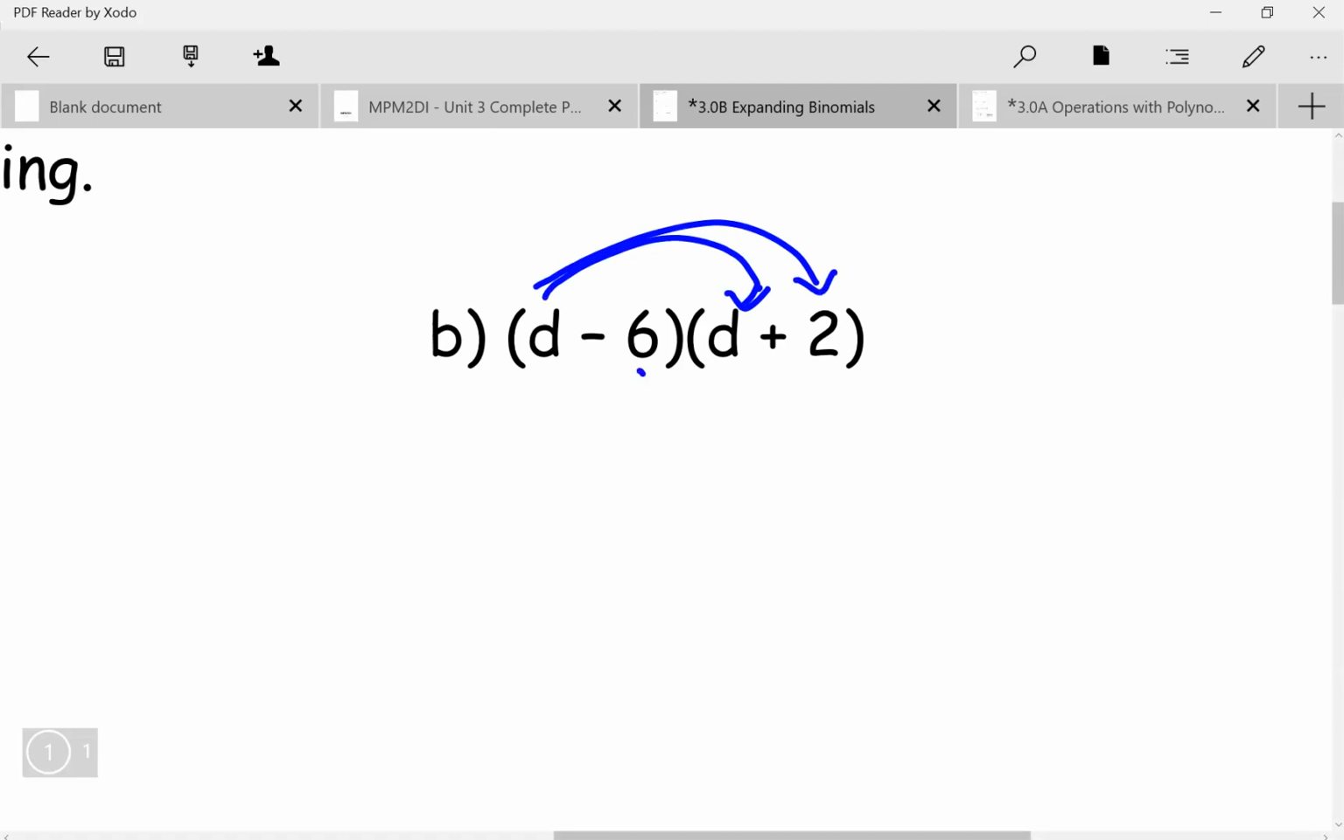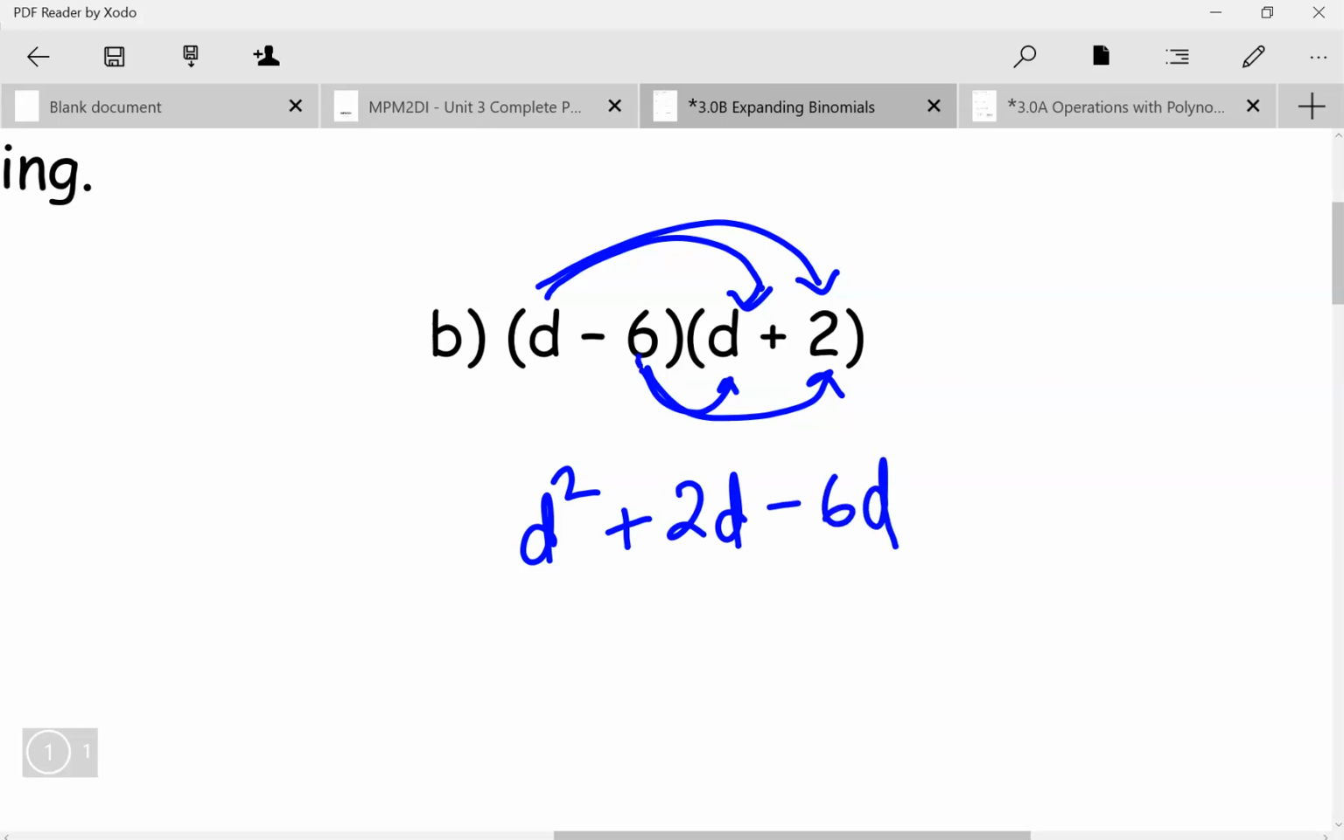So again, d times d is d squared. D times 2 is plus 2d. Negative 6 times d is negative 6d. Negative 6 times 2 is negative 12. Collect like terms, minus 4d minus 12.